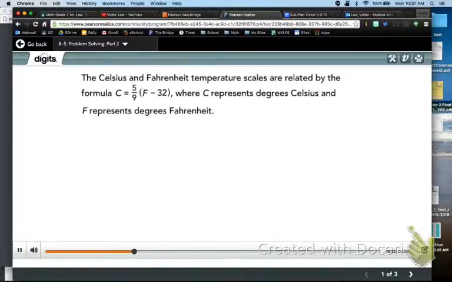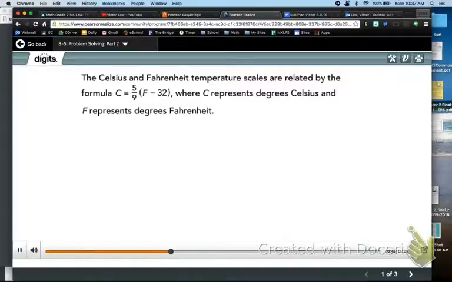The Celsius and Fahrenheit temperature scales are related by the formula C equals 5/9 times the quantity F minus 32. Now this is an equation that's just given to you. It's kind of a conversion one, so you don't need to memorize. If we ever applied it on a test, I'd give you the equation. C represents degrees Celsius and F represents degrees Fahrenheit.